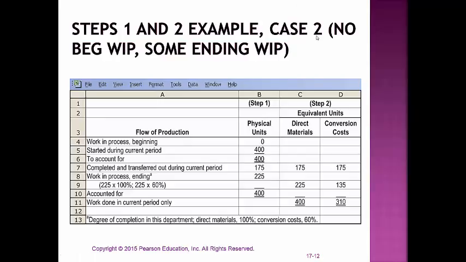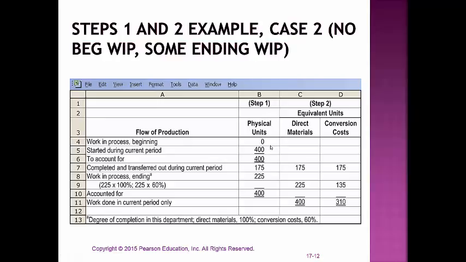We have no beginning work in process. We start some units, we complete some units, we leave some in work in process, and the rest of them are transferred out. So here's our flow of production. Work in process beginning: for case 2, we have 0 physical units. We have nothing being carried over from the prior period. In this period, however, we have started 400 units.